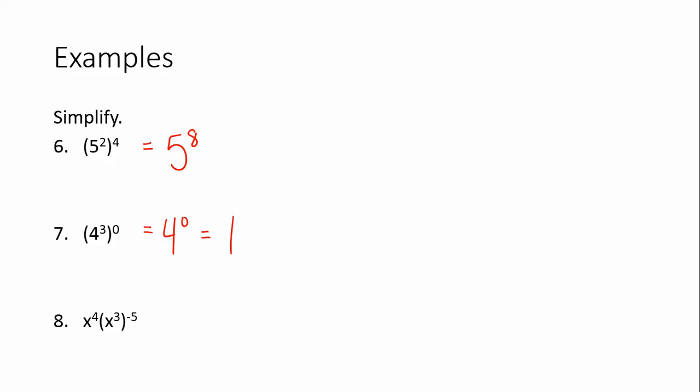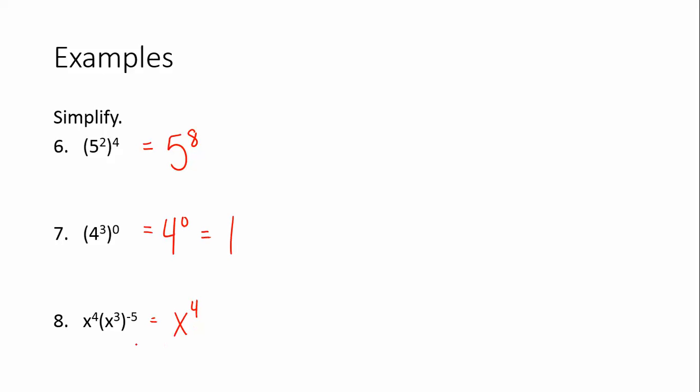Example 8 is a little more complicated. We have x to the 4th, and it's being multiplied by x cubed. The x cubed is then being raised to the negative 5th power. So what we need to take care of first is the x cubed being raised to the negative 5th power. Notice that the x to the 4th is not being raised to the negative 5th. It's not in parentheses with the x cubed, so it's outside, and we're going to leave that alone to begin with.